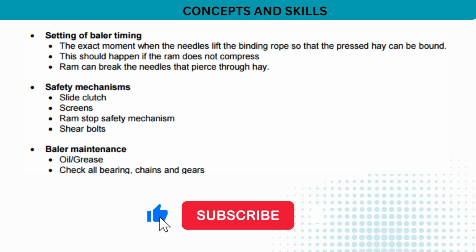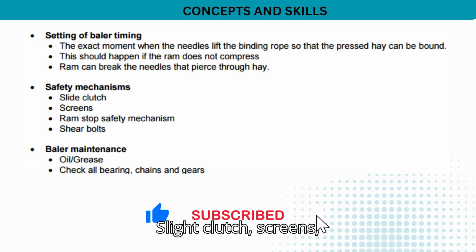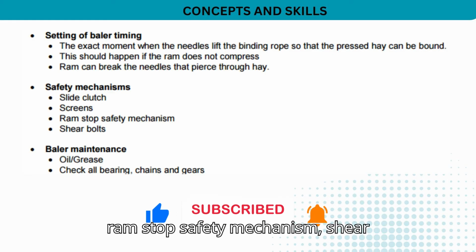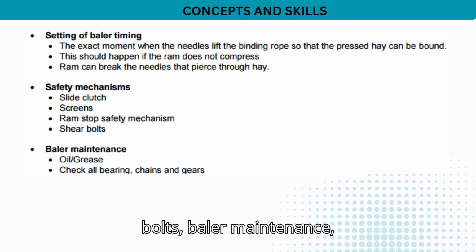Safety mechanisms: slip clutch, screens, ram stop safety mechanism, shear bolts. Baler maintenance: oil and grease. Check all bearings, chains and gears.